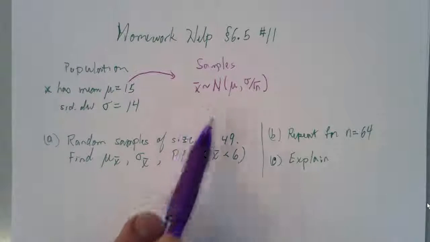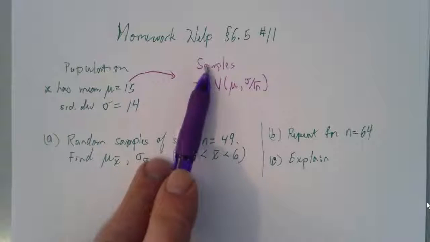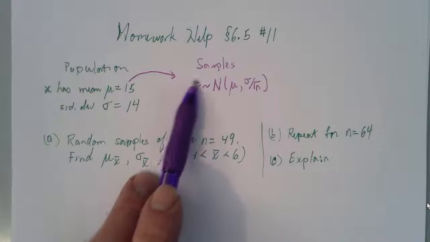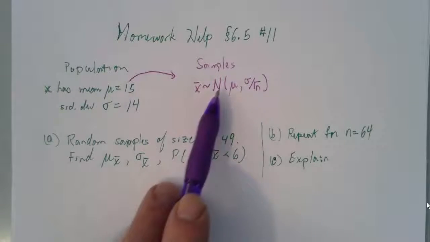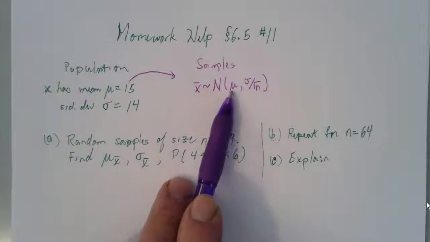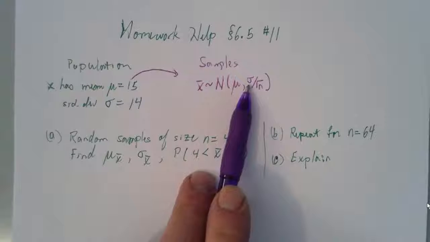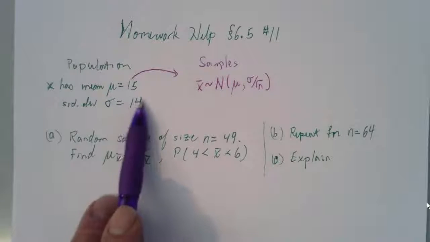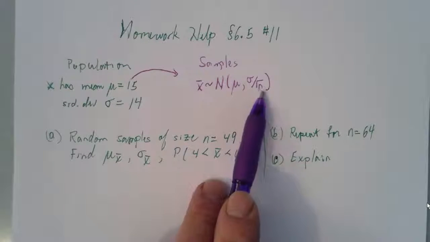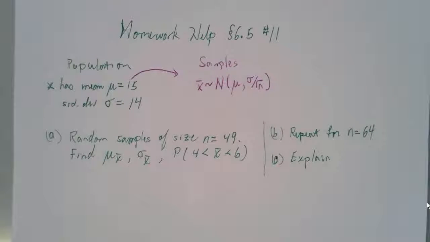What we know is that if n, the size of the sample, is large enough, then the x bars that come from these samples will be approximately normally distributed with the same mean as this population and a standard deviation that's different but related. It's this standard deviation divided by the square root of n, where n is the sample size. So we're asked three questions here.